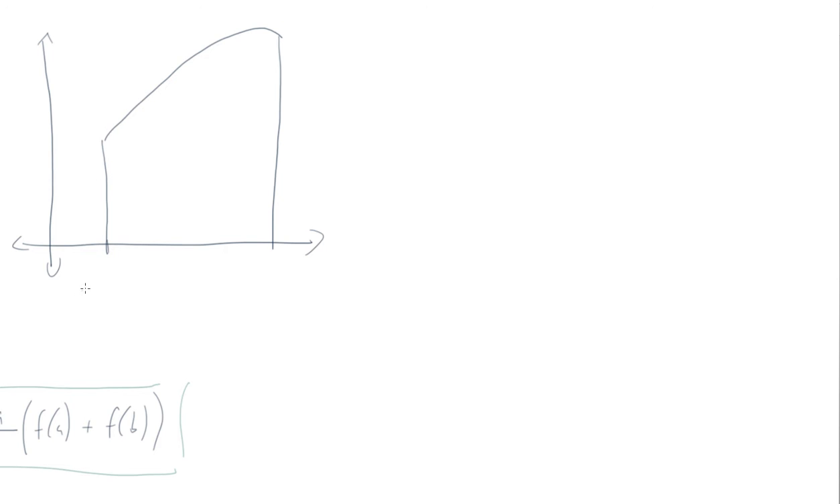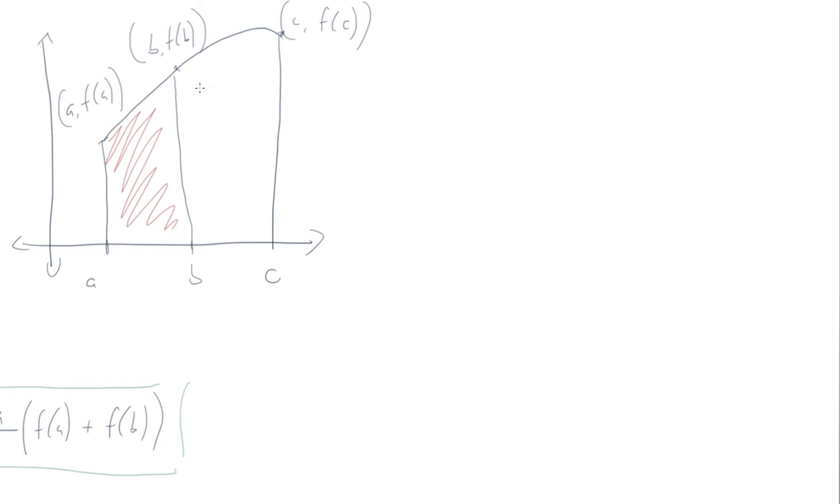and I have my points A, a point B here and a point C. My coordinates, my endpoints here, are A, f of A. I've got here B, f of B. And I've got here C, f of C. Okay, so now doing it by doing two trapeziums. My first trapezium will be this reddish side here. My second trapezium, I'll do this greenish side here.